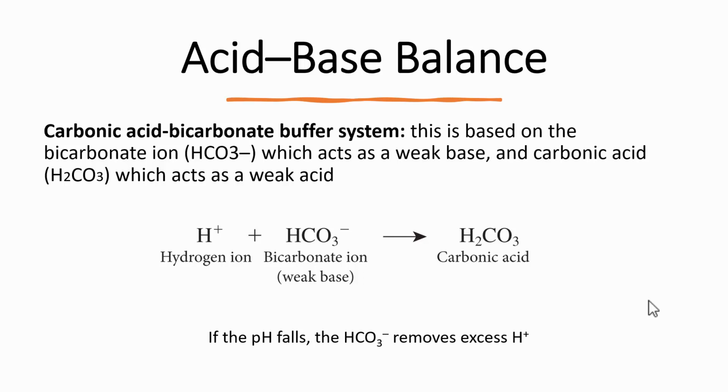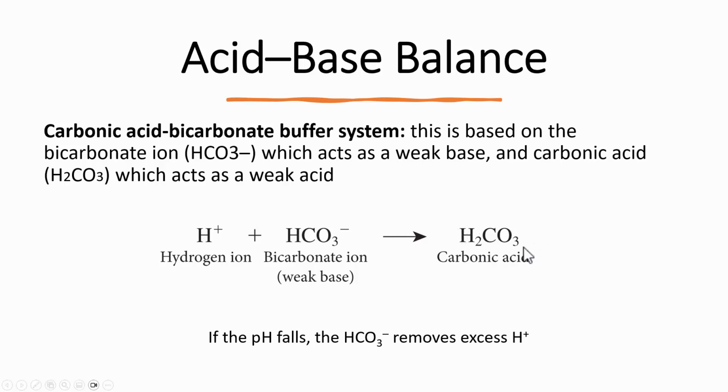Let's take a look at the carbonic acid bicarbonate buffer system, and this is based on bicarbonate ion, which acts as a weak base. And carbonic acid, H2CO3, acts as a weak acid. And so we see here that we have hydrogen ion. Again, this is acidic. We have bicarbonate ion, which is a weak base. We combine those, and now we've buffered down that pH by creating carbonic acid.